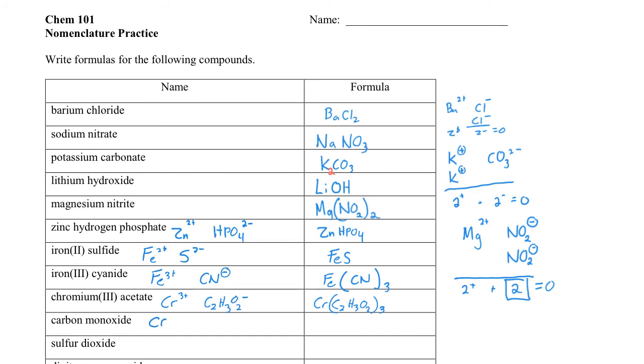balance of charge. Carbon monoxide, that is a molecular formula with the mono telling us there's only 1 oxygen. So we have 1 carbon and 1 oxygen. Sulfur dioxide, on the other hand, has the di prefix in it. So there are 2 oxygen atoms in addition to the sulfur. Let's go on.